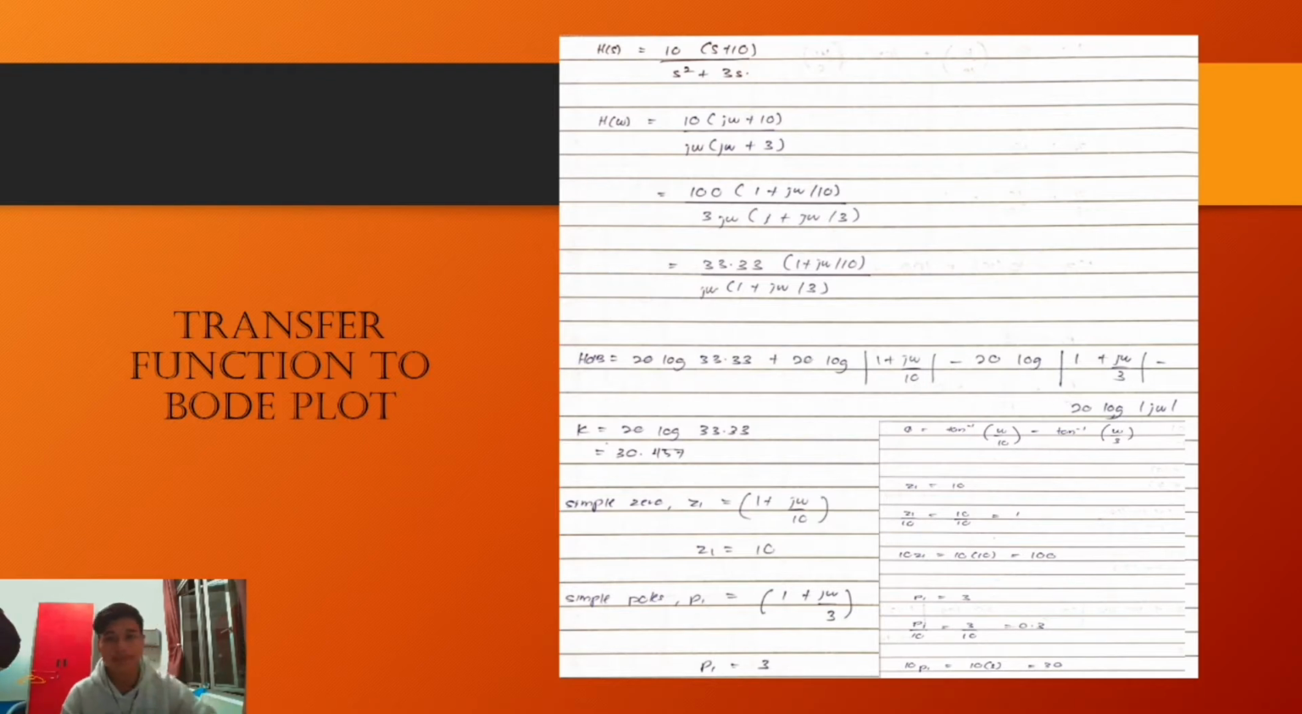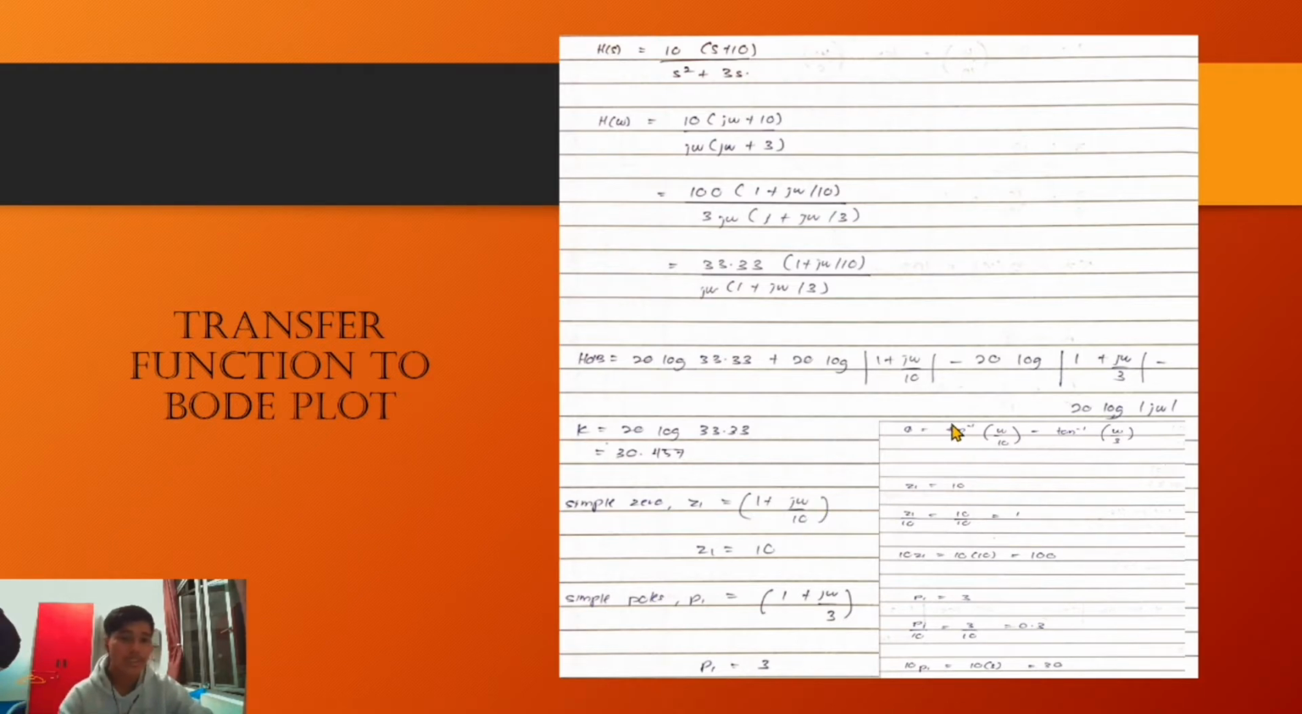So this is the magnitude for all the factors. Firstly, we need to find the value of K. So 20 log of 33.33, we got 30.457 dB. For the simple zero, we need to identify the value of z1, which is 10. Next we need to identify the value of p1, which is equal to 3.